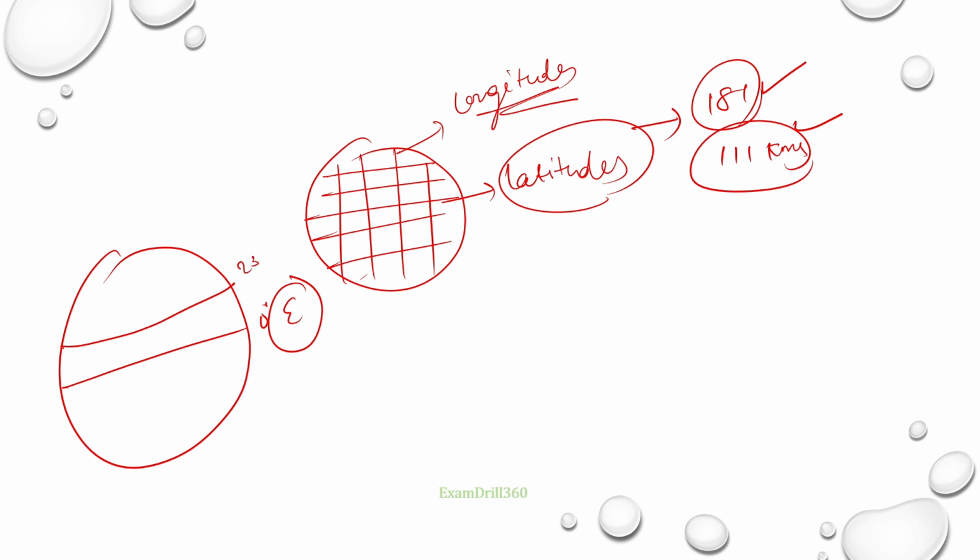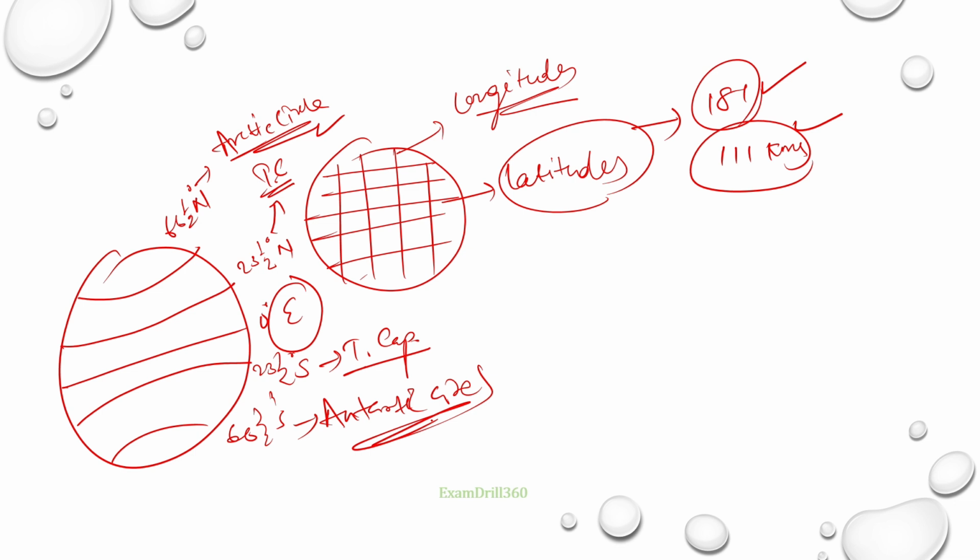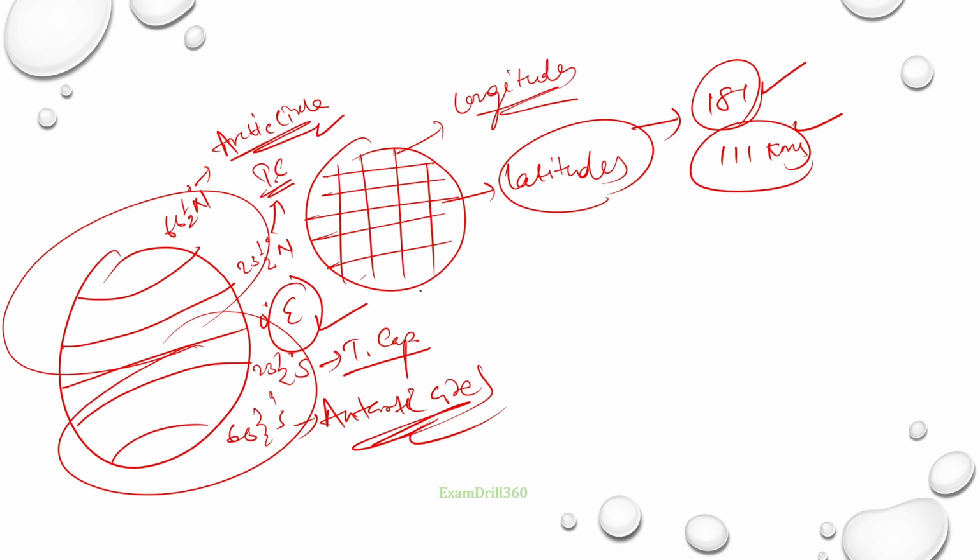And this one, 23 and a half degrees north, is called the Tropic of Cancer. And this one, 66 and a half degrees north, is the Arctic Circle. And similarly, 23 and a half degrees south is called the Tropic of Capricorn, and 66 and a half degrees south is the Antarctic Circle, right? So the equator, we know, is the greatest circle on the surface of the earth. The equator divides the globe into two hemispheres. This part is the northern hemisphere, and this one is the southern hemisphere, correct?